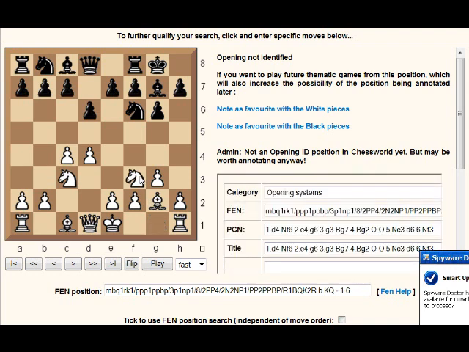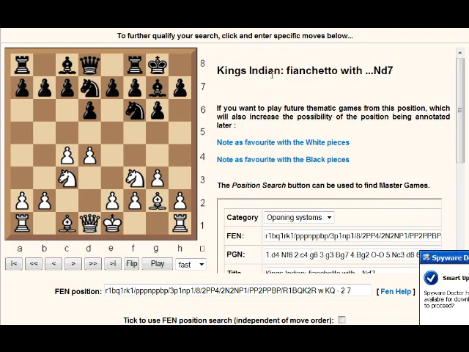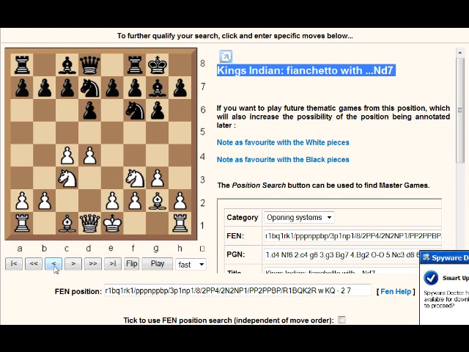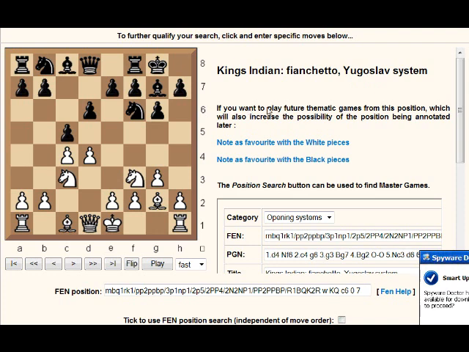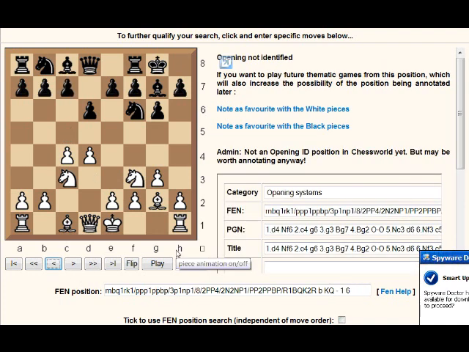Castles, knight c3, pawn to queen 3, knight f3. So here, queen knight to queen 2, this is a King's Indian fianchetto with knight d7. Or we have here, this is the Yugoslav system, if black plays c5 here.